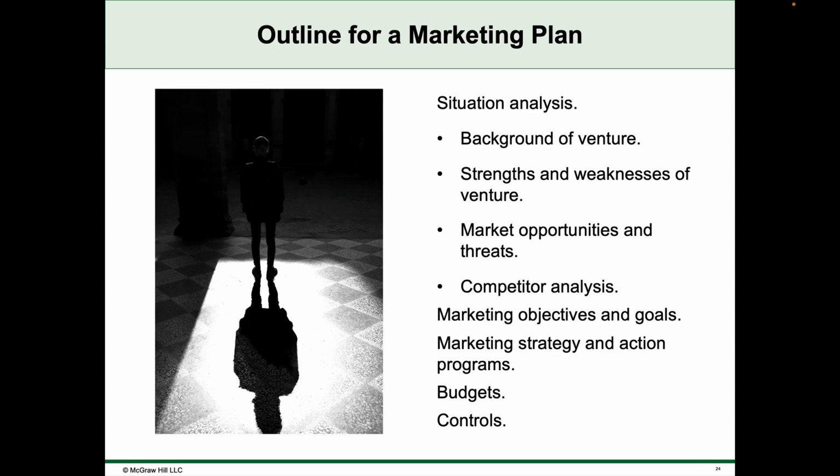So here's an outline for your marketing plan. You'll have the situation analysis, the background, your SWOT analysis, and then your objectives and goals for your marketing plan, your strategy and action programs. This is your implementation plan, budgets, and then how you are going to be evaluating and reevaluating the plan.